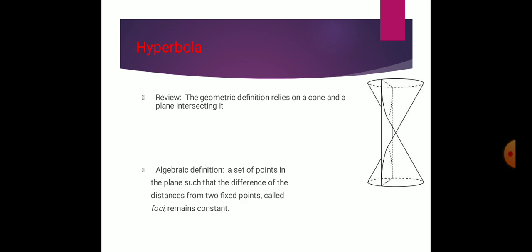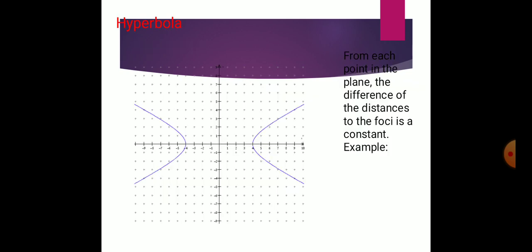In the algebraic definition, a hyperbola is a set of points in the plane such that the difference of the distances from two fixed points, called foci, remains constant. From each point in the plane, the difference of the distances to the foci is a constant. For example, look at this graph.